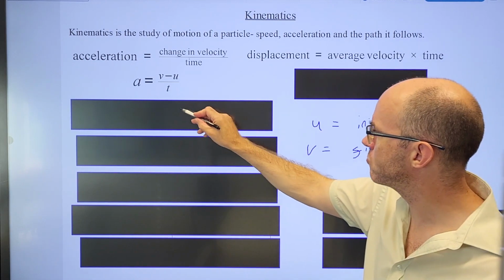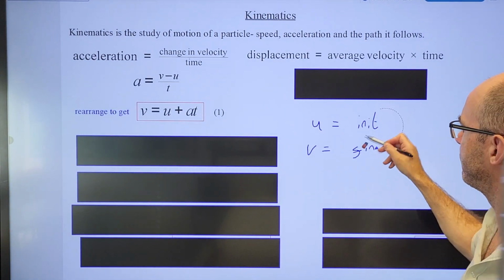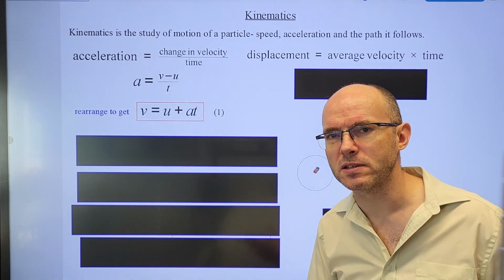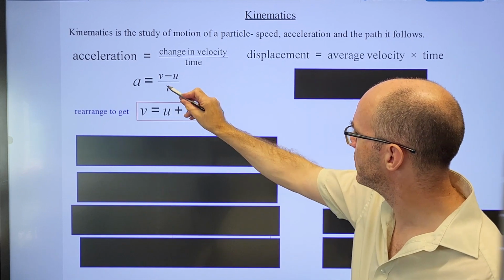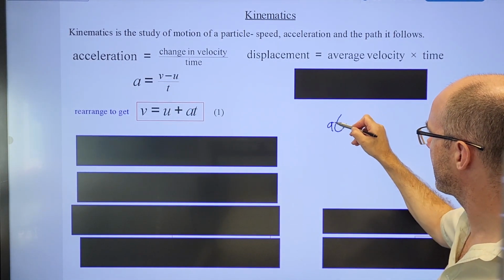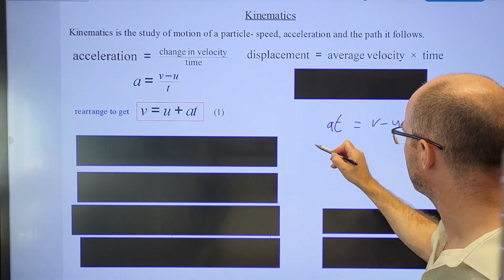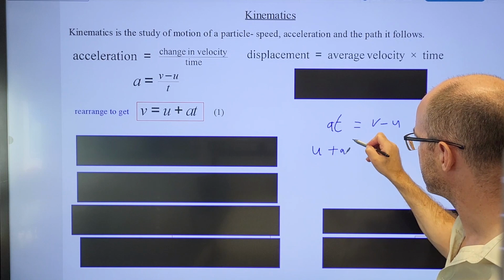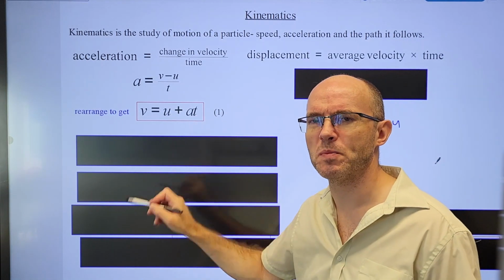And what I'm going to do is rearrange that for you, and we get this. Our first of the suvat equations. Let me just show you how that's done. From this, if I put the t onto that side, I've got AT is equal to V minus U, and then putting the U onto this side, of course we've got U plus AT is equal to V, which is written like that. V equals U plus AT.